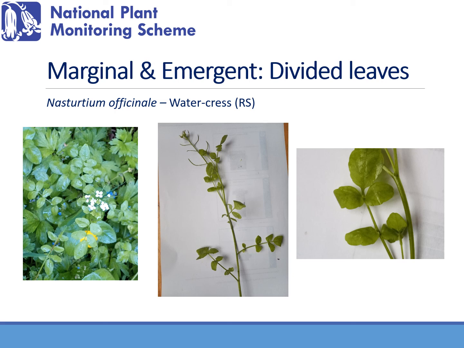Other ways to tell them apart when not in flower are by looking at the shape and size of the terminal leaflet, which you can see in the right-hand picture on the slide. In watercress, this terminal leaflet tends to be larger than the others on that leaf, compared to Apium, which tends to have all its leaflets about the same size. Also, the edge of the leaf is broadly entire in the true watercress, whereas in the Apium it was very toothed and divided.